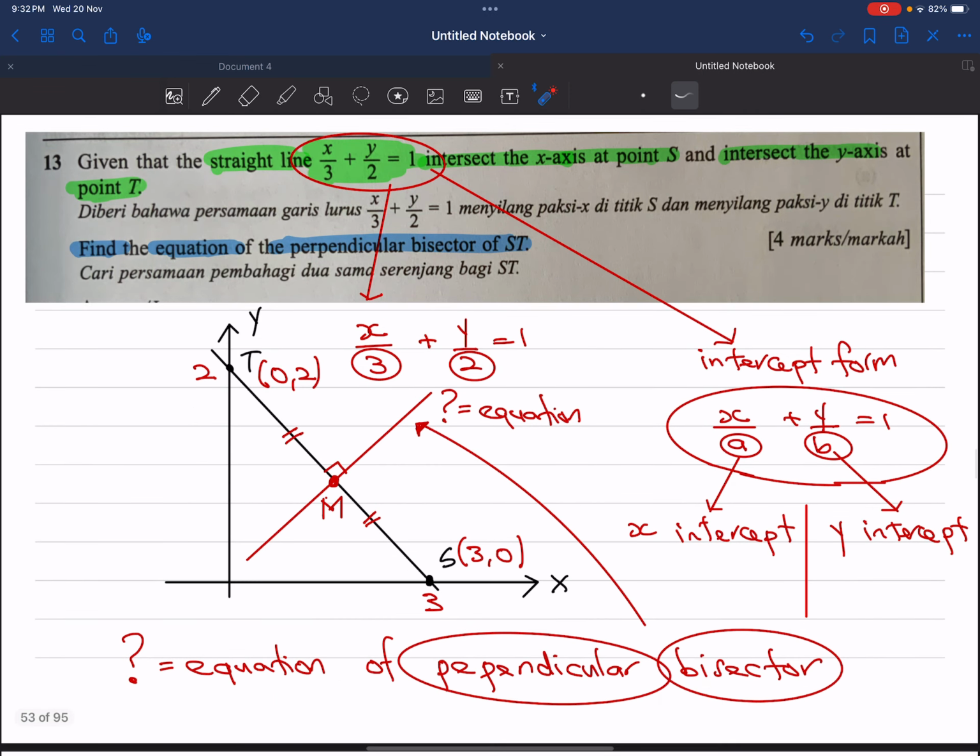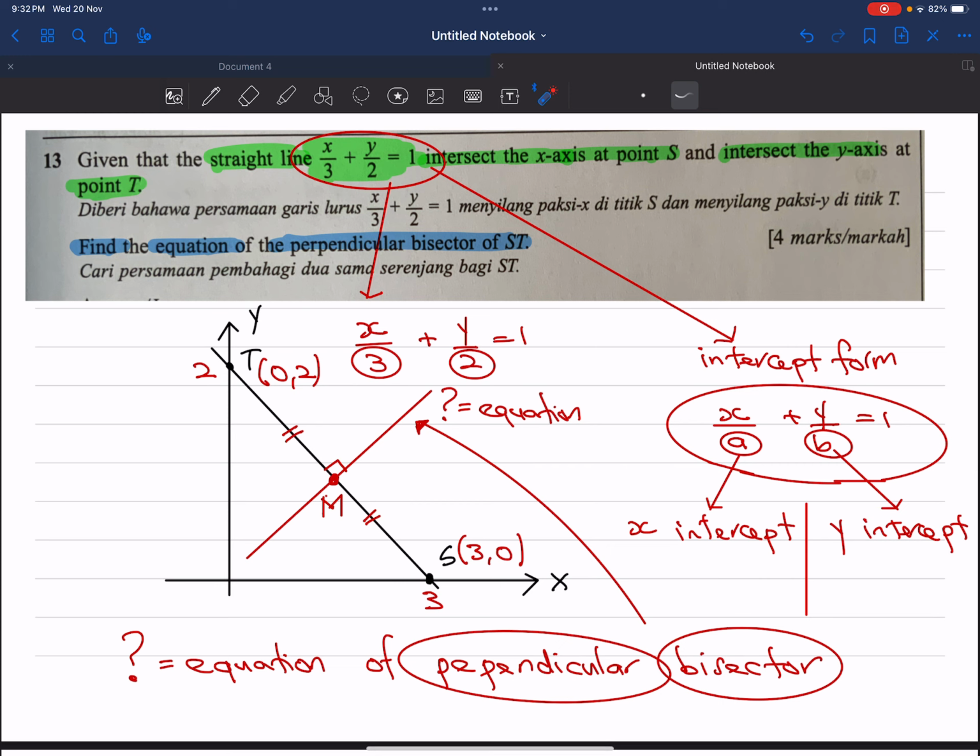Topic: Coordinate Geometry. Given the straight line x over 3 plus y over 2 equals 1 intersects the x-axis at point S and intersects the y-axis at point T. So first of all, we have to draw the diagram. I'm drawing the y-axis and the x-axis, and then I draw the straight line.